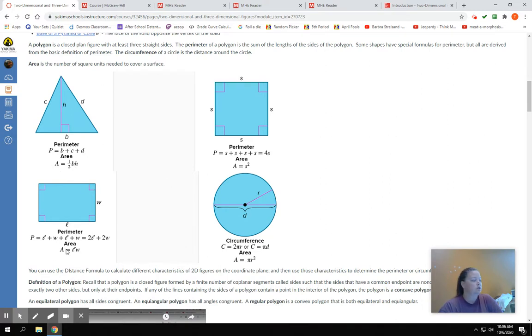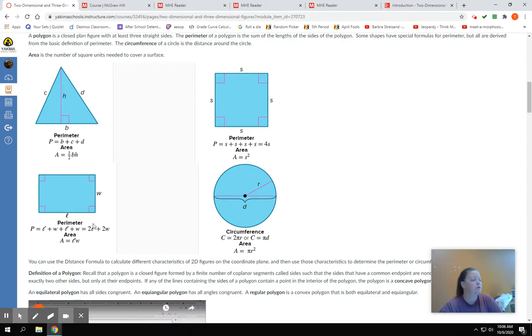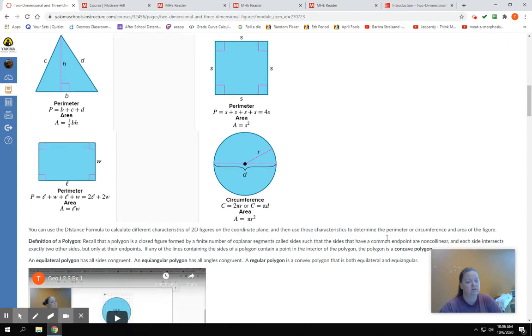You'll want to make sure that you know the different area formulas for the different shapes. It'll come in handy when you are working through this lesson. You can use the distance formula to calculate different characteristics of 2D figures on the coordinate plane, and then use those characteristics to determine the perimeter or circumference and area of the figure. Right, so the distance formula that we learned a few lessons back we'll be using to help us with perimeter and whatnot for these different shapes.